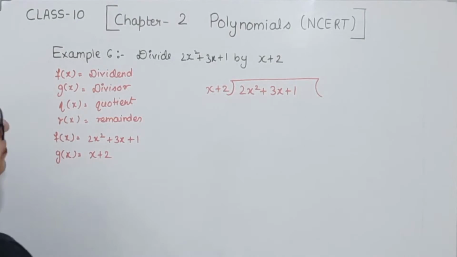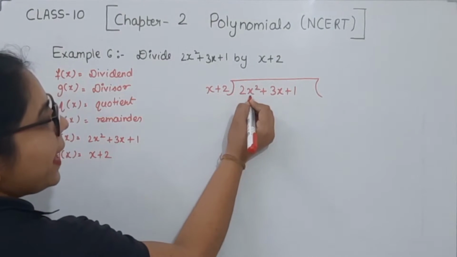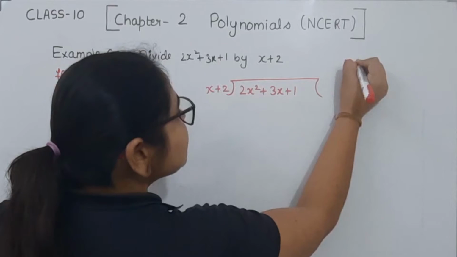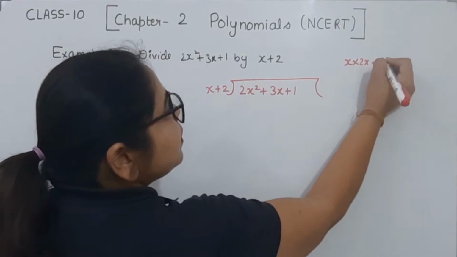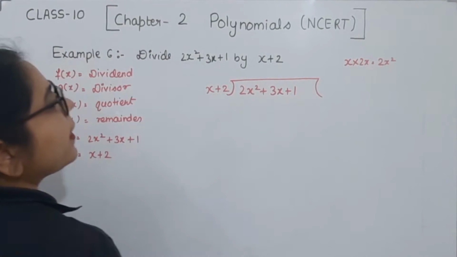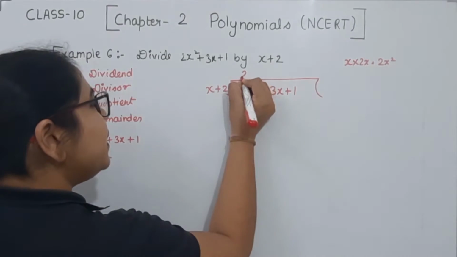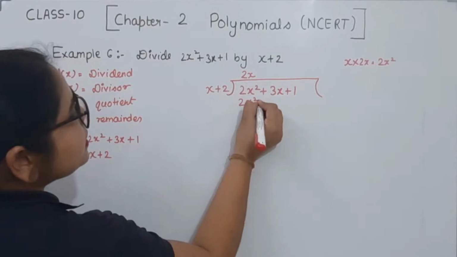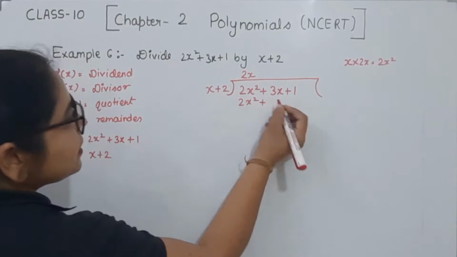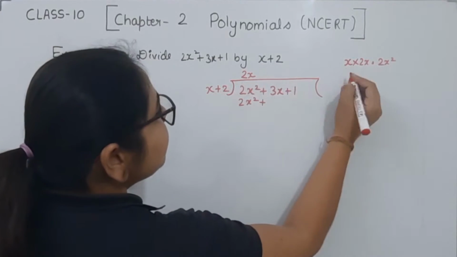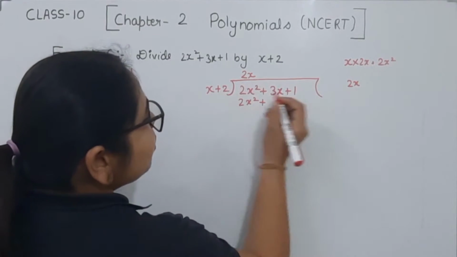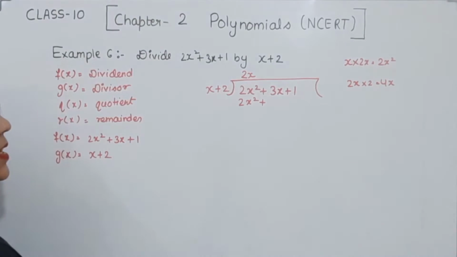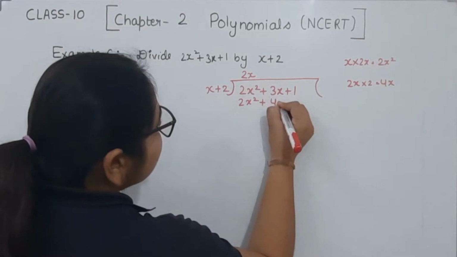Now we have to find here 2x square. We are having x here. So if I multiply x by 2x, this will be equal to 2x square. So I am going to multiply this one by 2x, and this will become 2x square. Now we will have plus. I have multiplied this one by 2x. If I multiply this by 2, 2 2s are 4. So this one will be equal to 4x. So I am going to write here 4x.